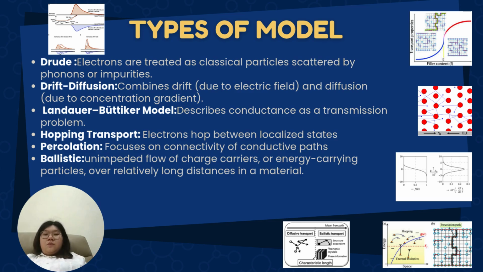For the percolation models, it focuses on how the conductive path forms in a mostly insulating matrix. It helps to explain the electrical conductivity in composite materials where the conductive filaments form a random but connected network. For the ballistic transport, this model describes the carrier moving without collisions, no scattering at all, over a long distance.